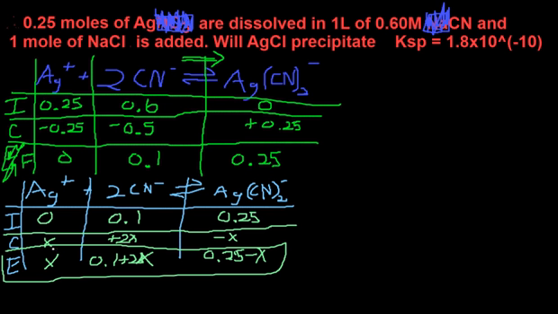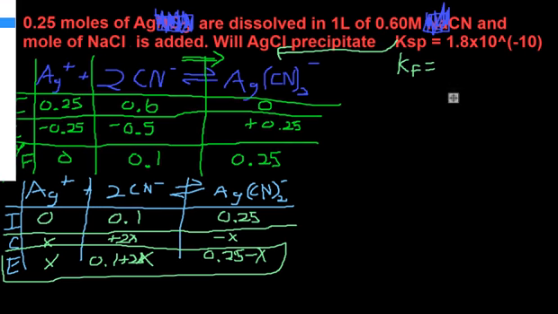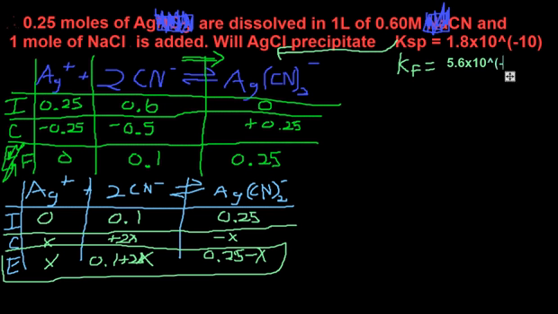Okay, so these are our final concentrations, or I guess our equilibrium concentrations of our silver and our cyanide and our silver cyanide complex. Something else that will be given in this problem is your Kf of the silver cyanide complex. This Ksp relates to our AgCl. So our Kf for our silver cyanide is 5.6 times 10 to the negative 18.